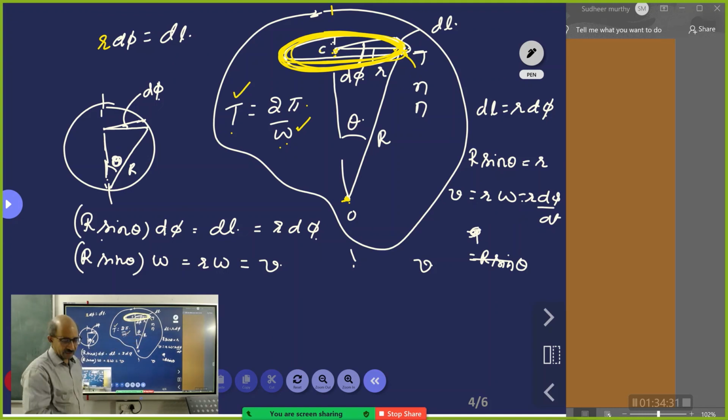When I measure dl from here, I will see it as r d phi. When I see it from here, I will see it as r sine theta into d phi. That's all, the perspective will change. I will multiply it by sine theta. Now I have not taken anything constant here. Theta can change, small r can change, capital R can change, but they are all interrelated like this.